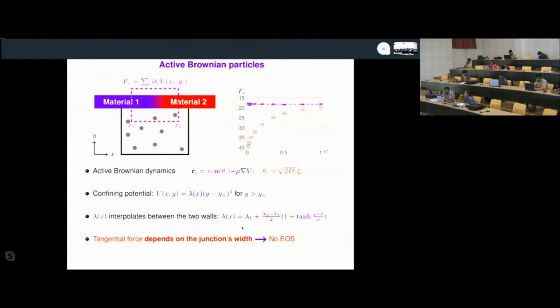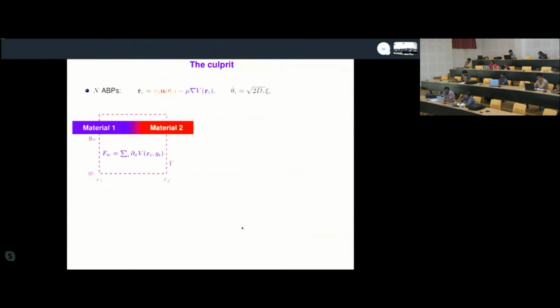And now what you find is that even though this is a system whose pressure has an equation of state, you see that the tangential force exerted on the wall depends on the junction width, so that I do not have an equation of state for Fx. Essentially, what I want to tell you in the following is why, and what the physics is.